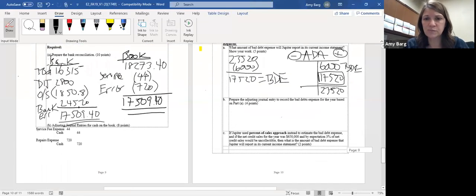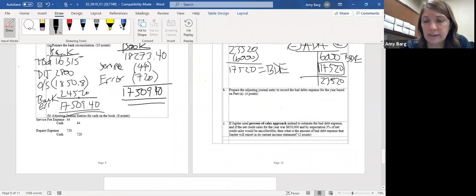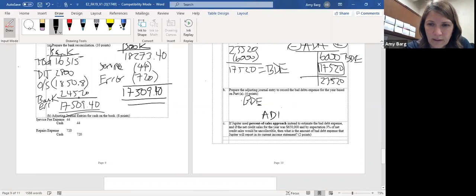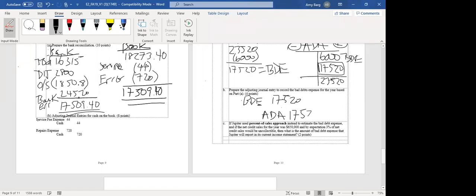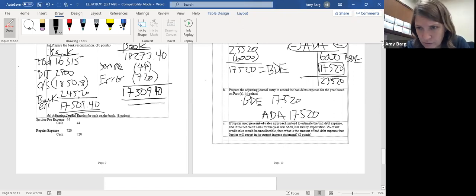The next question says, prepare the adjusting journal entry to record the bad debt expense. So this is a good journal entry to just memorize: bad debt expense, and allowance for doubtful accounts, 17,520. We had to credit our allowance for doubtful accounts by 17,520 to get it to 23,520, which means that we have to debit the bad debt expense. Expenses go up with a debit, so that all makes sense, right?